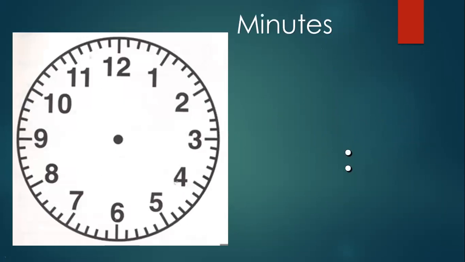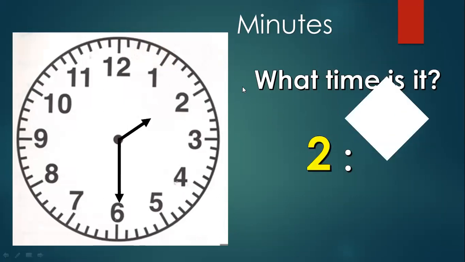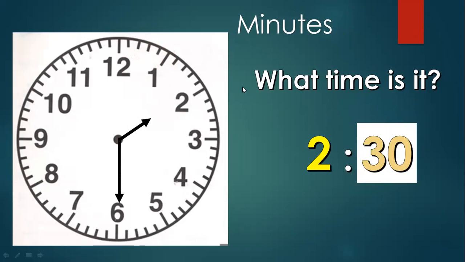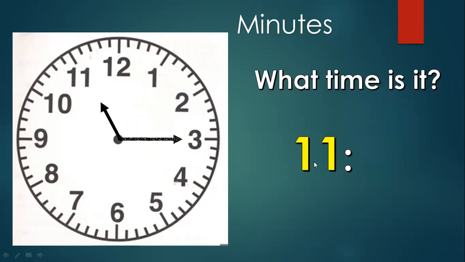Okay, now we are going to discuss minutes. What time is it? From 12 to 1, we have 5. Because from 12 to 1, it is 5. From 1 to 2, it is 10. From 2 to 3, it is 15. From 3 to 4, it is 20. From 4 to 5, it is 25. And from 5 to 6, it is 30. Understood?